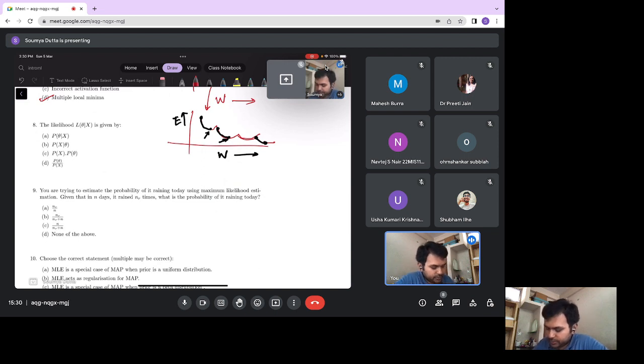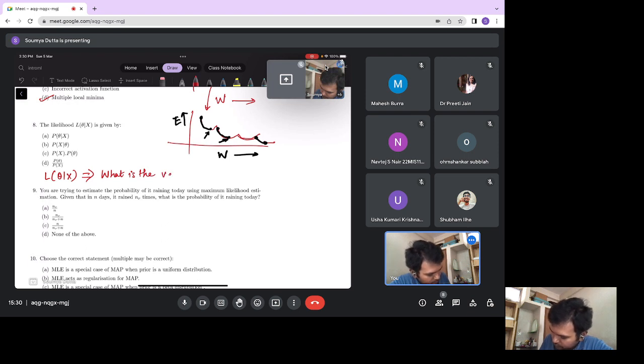Okay, then the likelihood L theta of x is given by, so this is a simple definition of the likelihood function. If you want to remember this in English, it's like what is the value of theta that is most likely to have generated x.